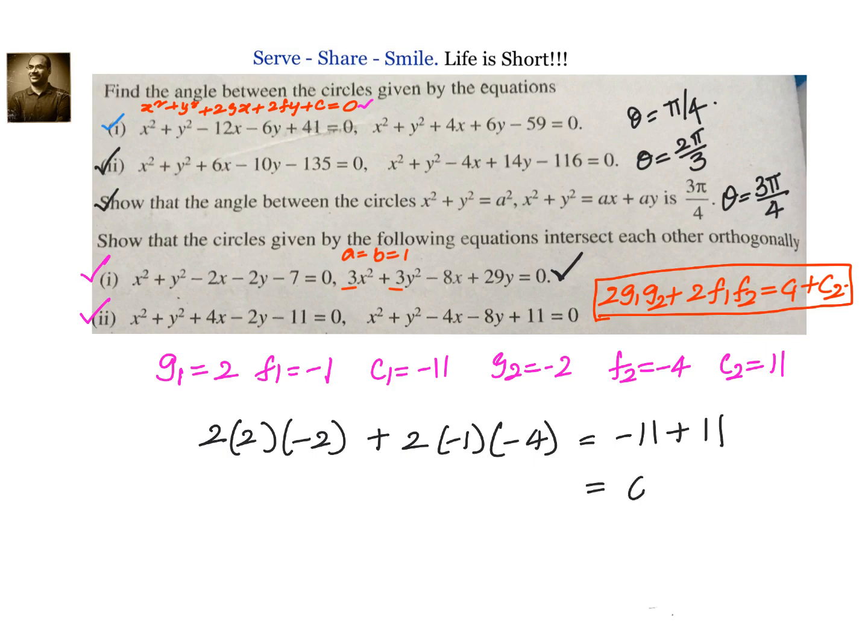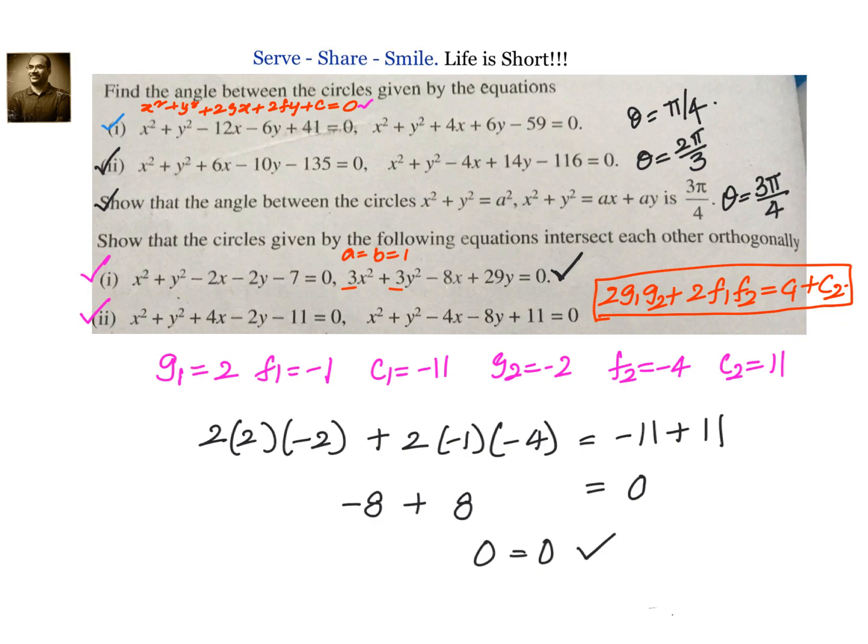I can see the right hand side is 0. Let us check, the left hand side is also 0. We have minus 8 plus 8. So 0 is equal to 0. So hence it is verified. We have shown that these two circles intersect each other orthogonally.